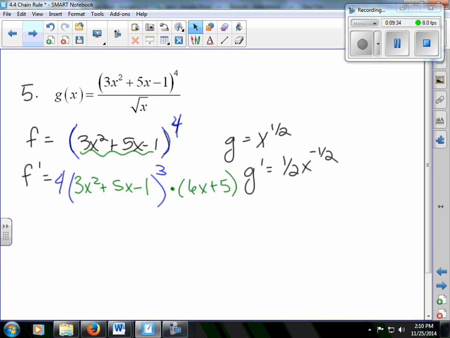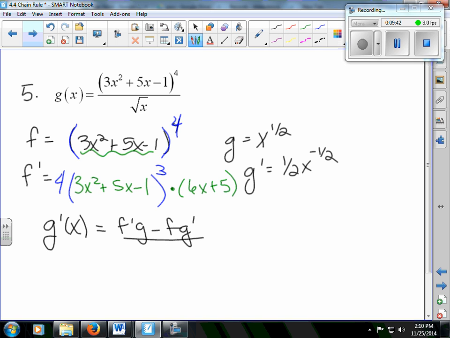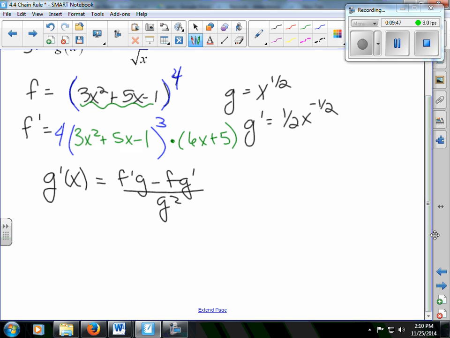Okay, and now let's finish up my quotient rule. So the derivative of my original function g of x is f prime g minus f g prime divided by g squared. And I just need to fill in from my chart up there that I made. So f prime, that's 4, 3x squared plus 5x minus 1 to the 3rd.